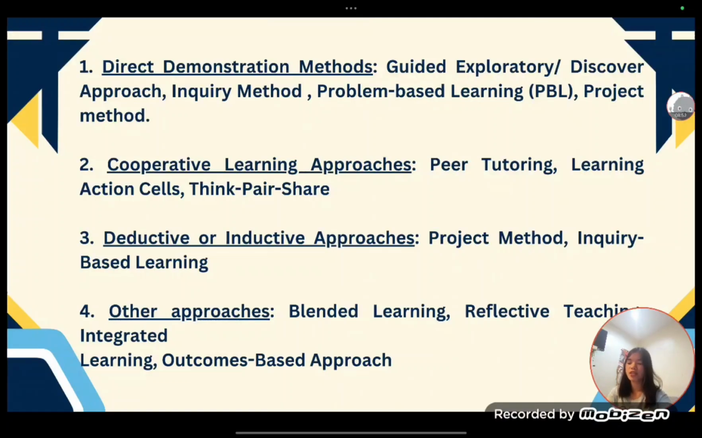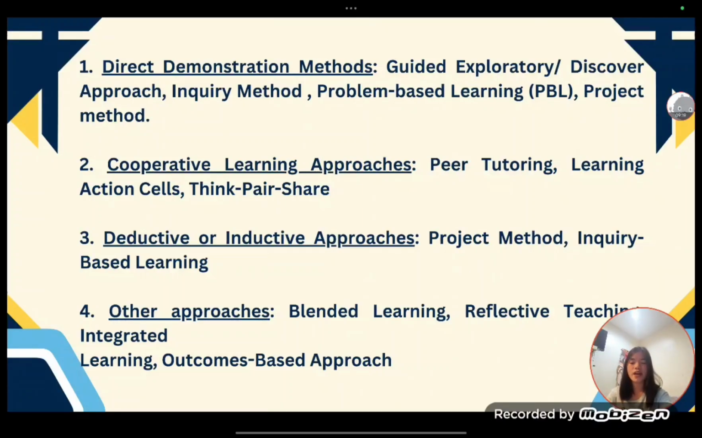Next is we have the integrated learning. So when we say integrated learning, this combines multiple subjects into a cohesive learning experience, rather than just teaching them separately. So from the word integrate, it means gina-combine sila para ma-shorten yun siya na specific subject.